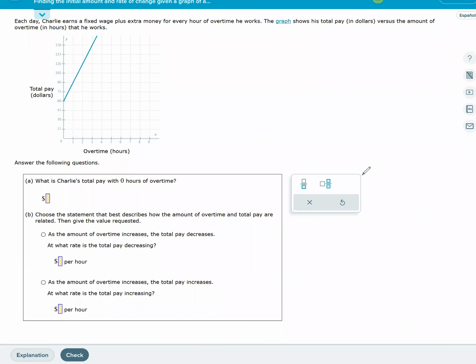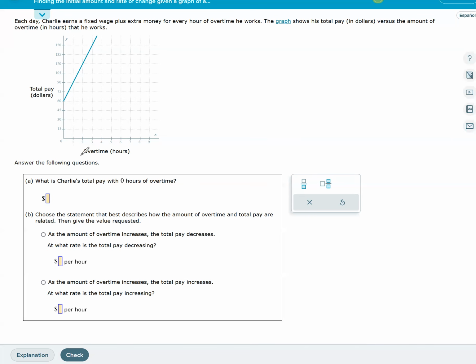This topic is called finding the initial amount and rate of change given a graph of a linear function. So in this particular problem, it says each day Charlie earns a fixed wage plus extra money for every hour of overtime he works. The graph shows his total pay in dollars versus the amount of overtime in hours that he works. And the first question says, what is Charlie's total pay with 0 hours of overtime?